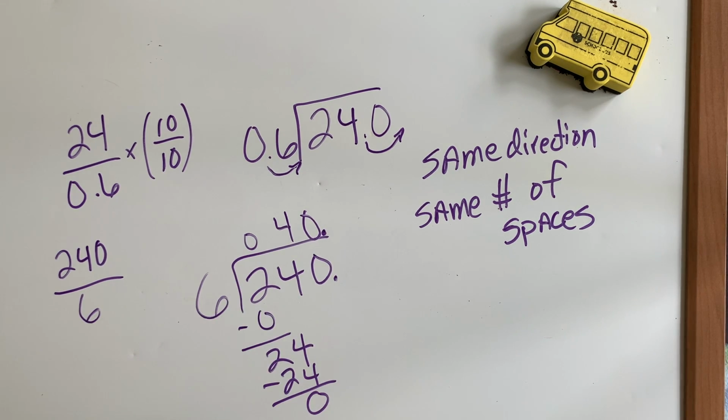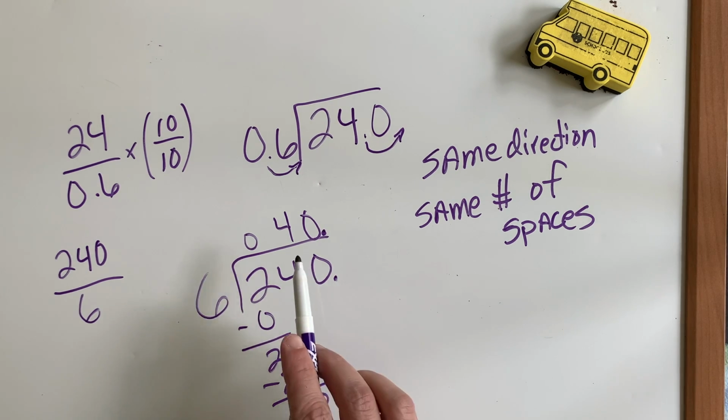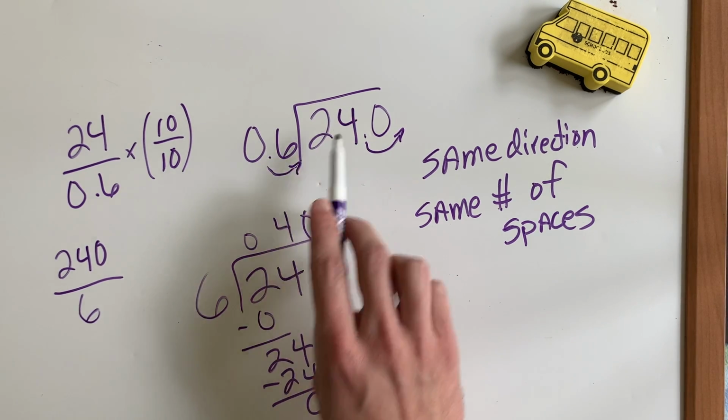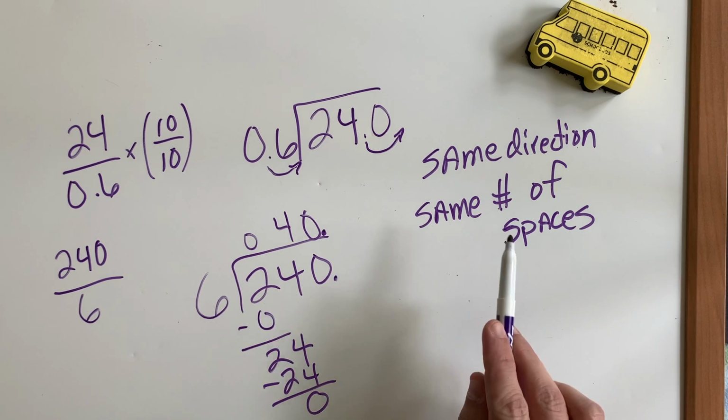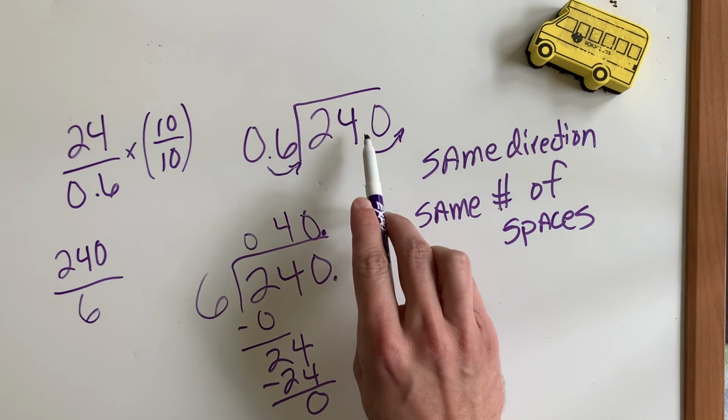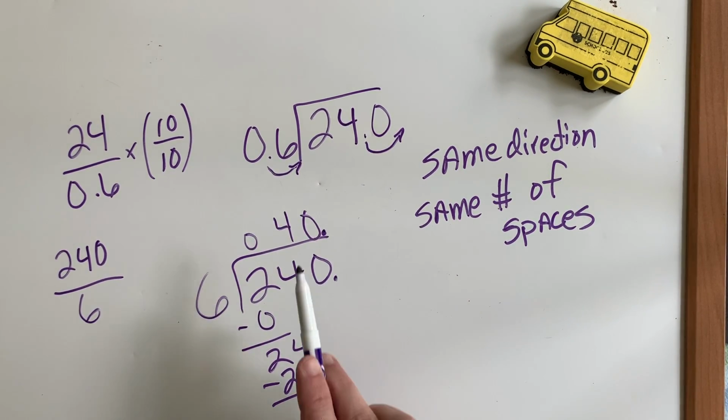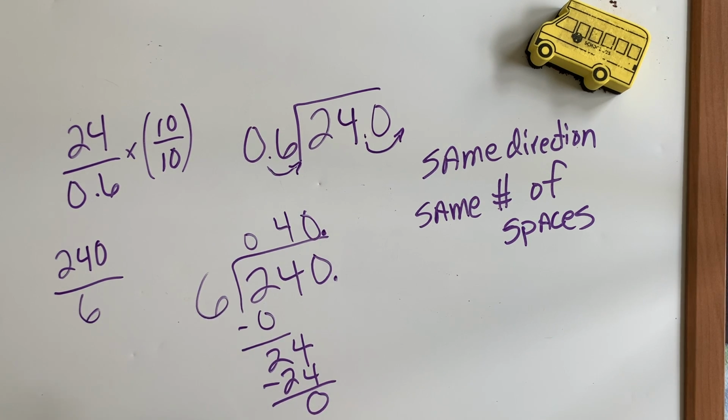You can check that in a calculator quick, and you will see that that answer and this answer are the same. And again, we did that by moving the decimal in both numbers, the same direction and the same number of spaces, until we had a whole number for a divisor.